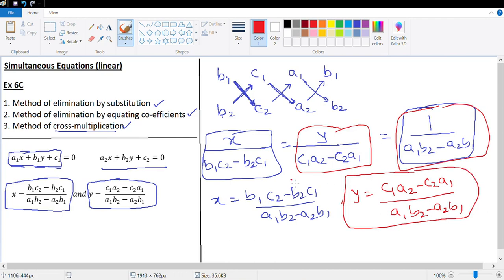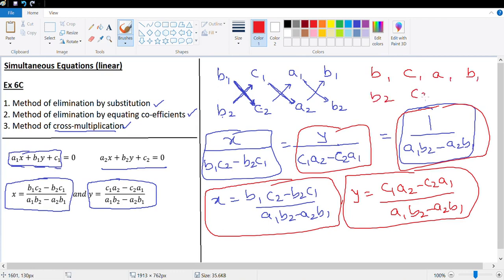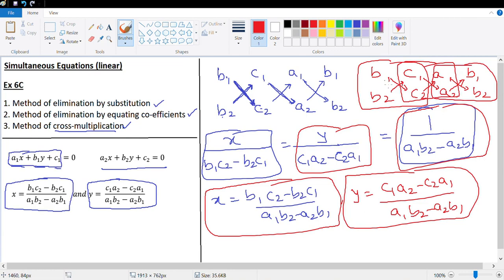I understand when you write it in this form with too many variables, it may get confusing for some students. That's why I suggest writing it in the form BCAB: BCAB for the first equation and then BCAB for the second equation. Cross multiply, and then x upon the first matrix, y upon the second matrix and 1 upon the third matrix. Let's solve some questions. I'm sure the concept will become much clearer.